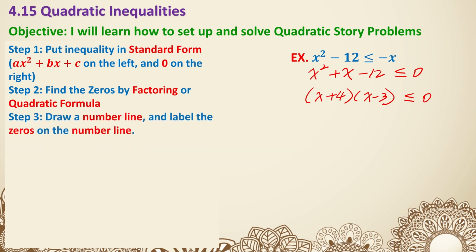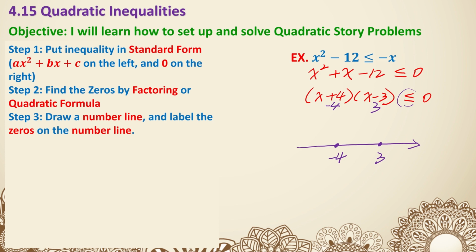Next, we're going to draw a number line to actually graph it visually first before you actually write down the interval notation. Draw a number line and label the zeros on the number line. So this is going to give me a negative 4, and this one is going to give me a 3. The reason I'm putting a solid dot already is because I see the question has less than or equal to, so there are equal signs. That's why I'm already drawing them as solid dots.